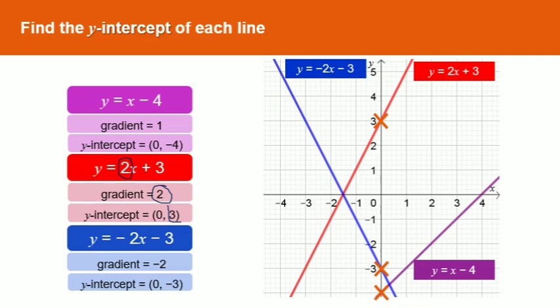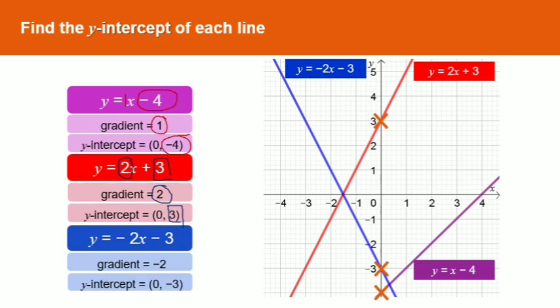The y-intercept is 3 and this is also 3. Now what about the purple line? From the purple line, we can check that the gradient is 1. Remember, if there is no number, it means there is a number 1 there. So this is the coefficient of x and also the gradient is the same. And then this number is negative 4, and the y-intercept is also negative 4.